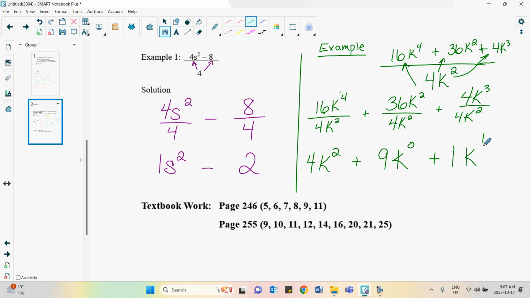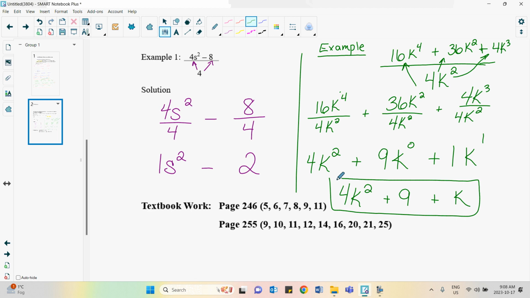There's one thing I want to tidy up here. What's the value of k to the exponent 0? 1. Anything to the exponent 0 is 1. So the way I would write this out would be 4k squared plus 9 plus k. Because what's 9 times 1? Hopefully it's just 9, right? So there's a lot of invisible math going on. I dropped my coefficient of 1 here, and I dropped my exponent of 1 here. So that's how you attack it. That's how you complete it if you have variables on both top and bottom.